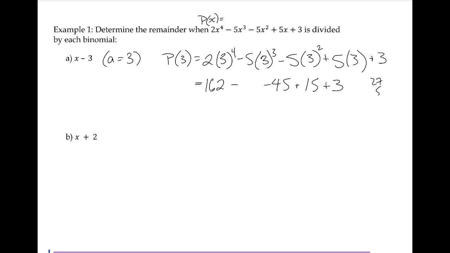5 times 27 is 135. So you can do it mentally, or you could also just bust out your calculator. You could even punch this whole thing in, or if you want to simplify and then evaluate, this would simplify to be 30, 27, plus 18, so that's 30, 45, so this ends up being 0.